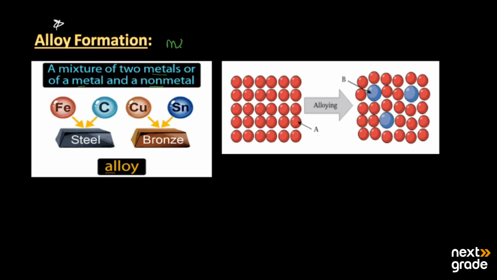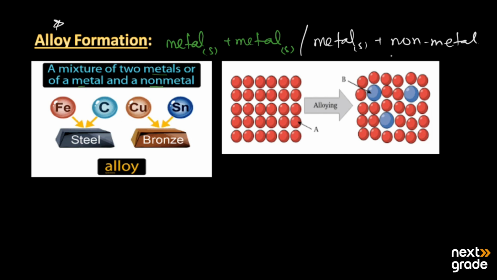Simply, when a solid metal combines with another solid metal, or when a metal is combined with a non-metal, the resulting product is called an alloy. This process of alloy formation is known as alloying. Like here, we have iron and carbon. They make up steel. On the other hand, when we have copper and tin, they make bronze.